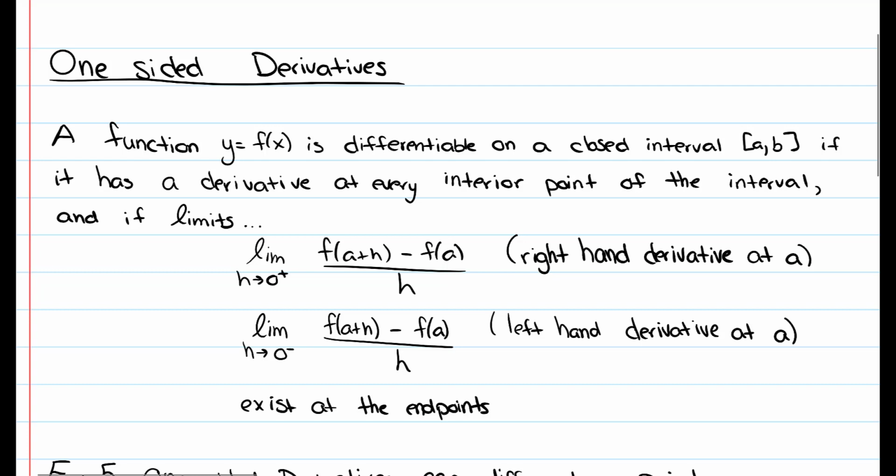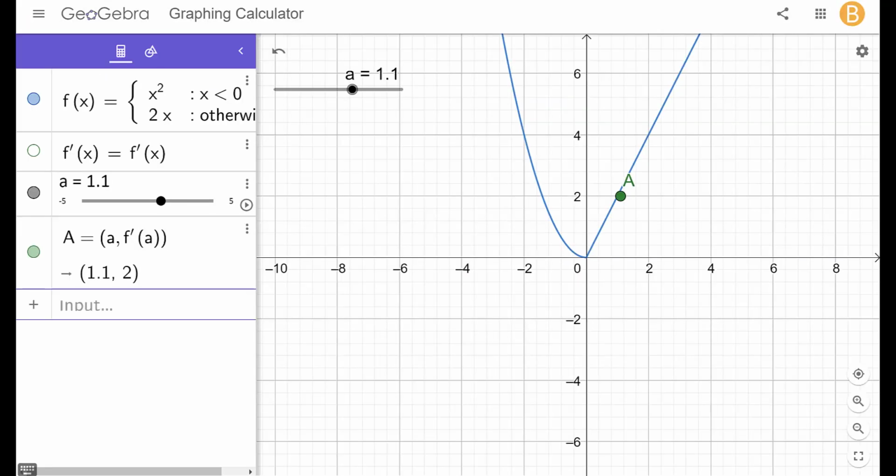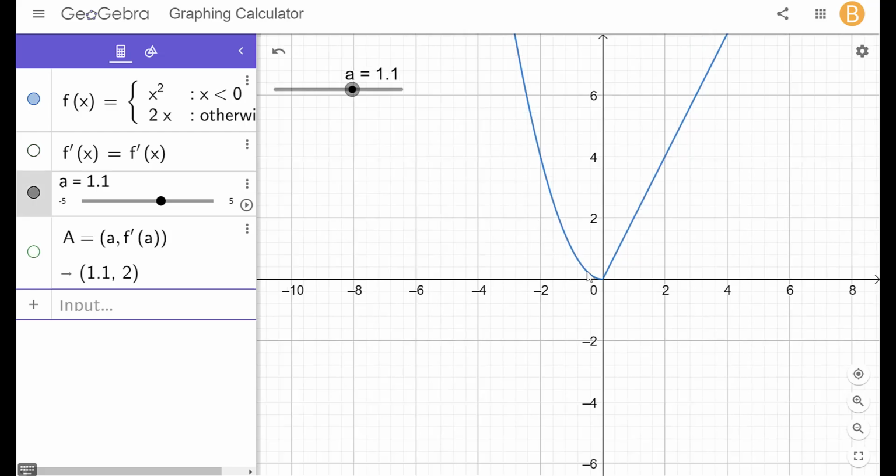Now we're going to look at an example of a problem where the derivative does not exist, however, the limit does. This is the piecewise function of x squared if x is less than 0 and 2x if x is greater than 0. So you can see that the limit from the left is equal to the limit from the right. But now we're going to talk about the derivative, and remember the derivative is the slope of the tangent line.